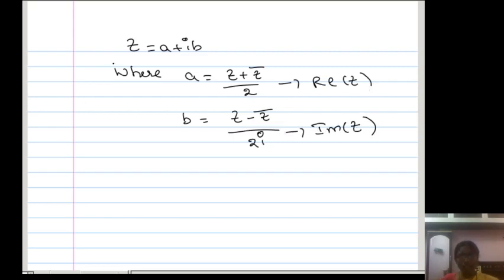Okay, so every complex number can be written in the form A plus iB, where A is equal to (Z plus Z bar) by 2 and B is (Z minus Z bar) by 2i. So A is the real part of Z and B is the imaginary part of Z. Just for notation purposes, it is also possible to write it this way, and in some problems it is useful. So that's why I explained it.